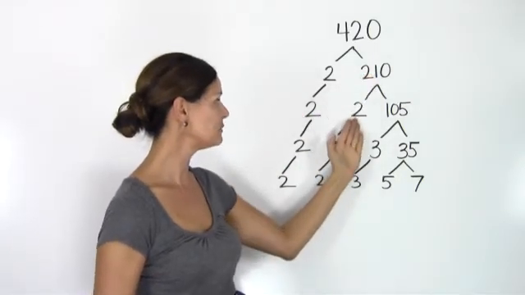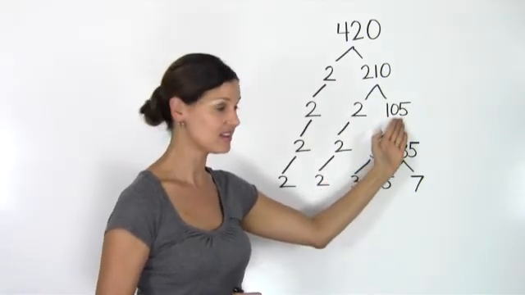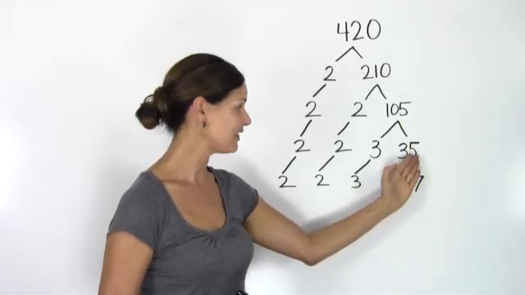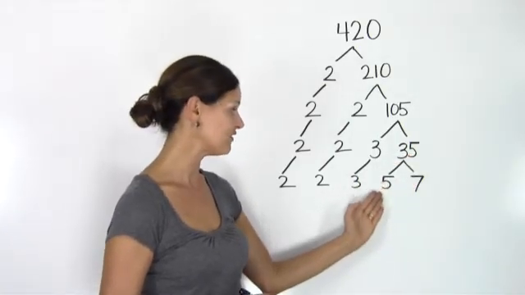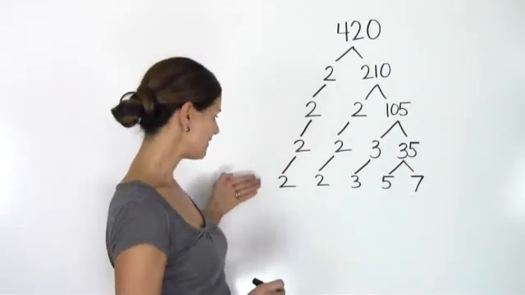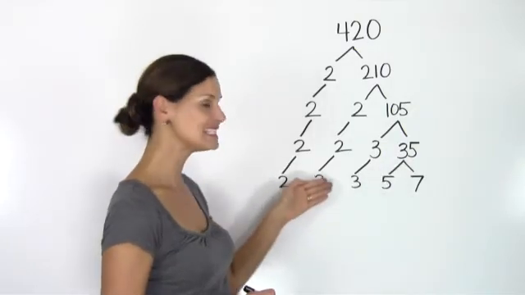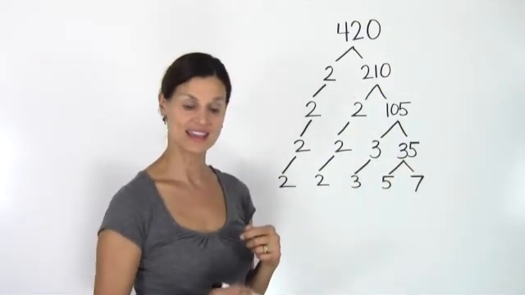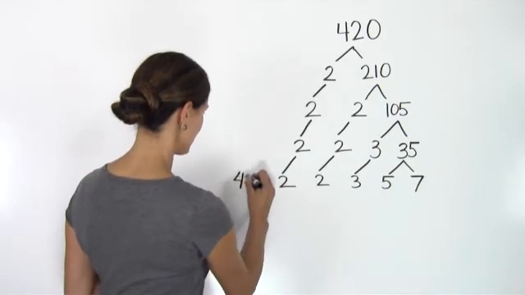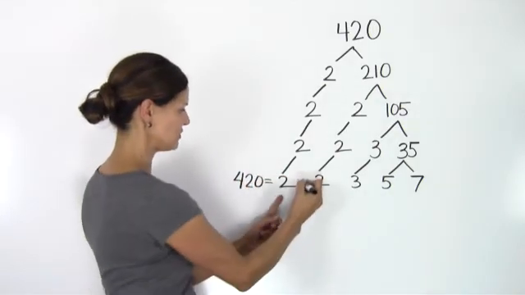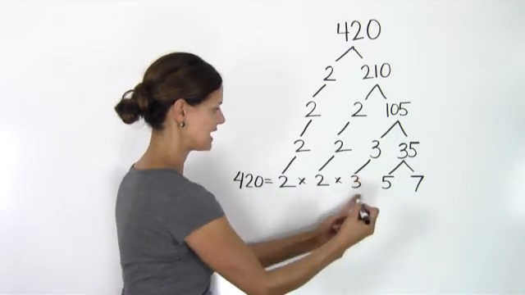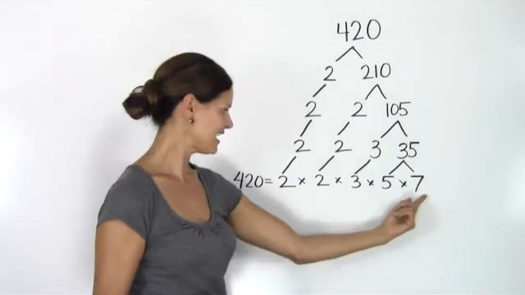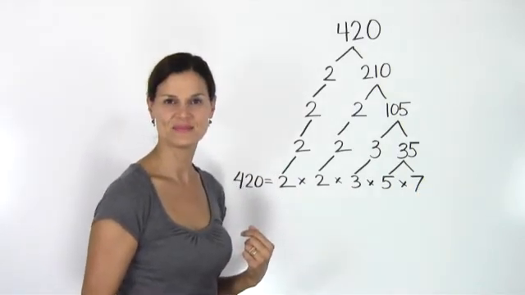So 210 can be broken down to 2 times 105. 105 can further be broken down to 3 times 35, and 35 can be further broken down to 5 times 7. So at this furthest point, we have a set of prime numbers, which makes up the number 420. So I can write 420 equals 2 times 2 times 3 times 5 times 7, a set of prime numbers.